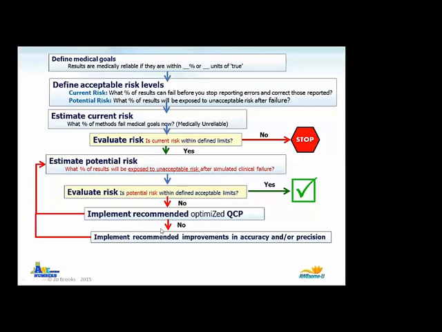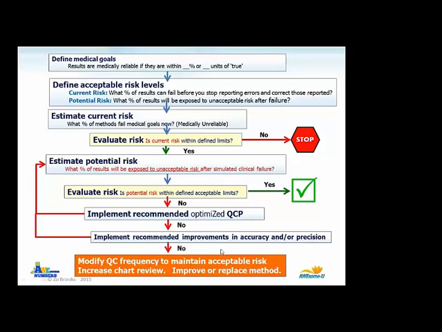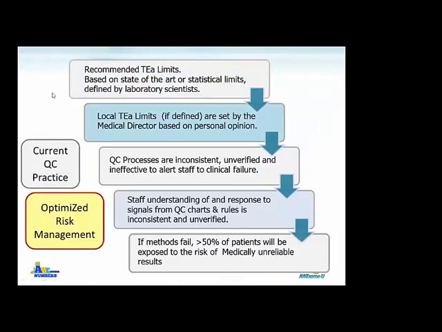If it's still not good, improve accuracy or precision, modify your QC frequency, increase the chart review, improve or replace the method. We're really changing the process. We're not changing the numbers. We're not changing the numbers you need. We're looking at it from the perspective of risk.